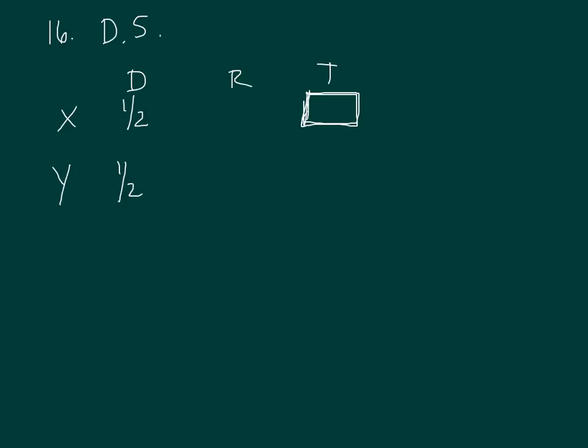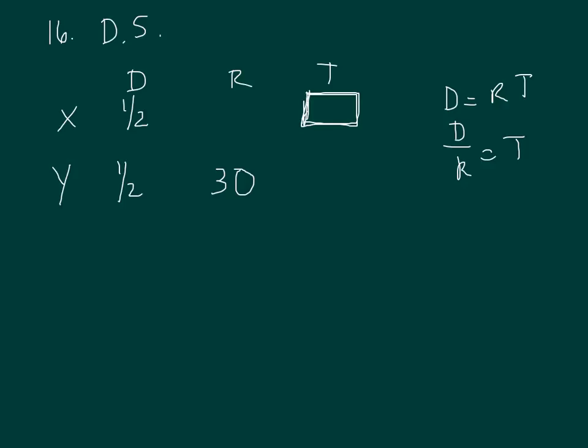Clue 2: car Y traveled across the bridge at a constant rate of 30 miles per hour. That means this would be 30. Well, all that does, I'm doing way too much here. Distance equals rate times time. So I know that D over R is time.